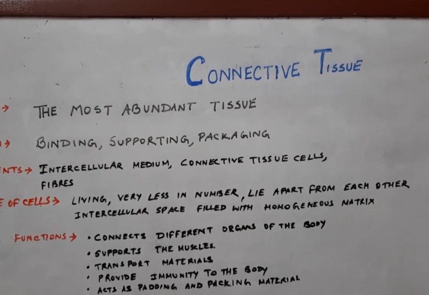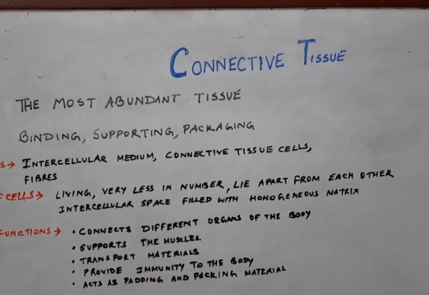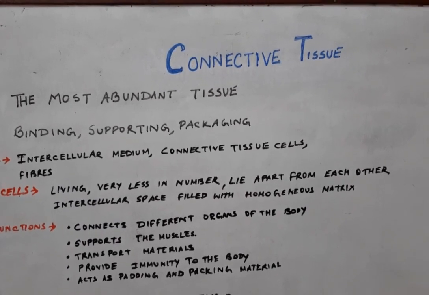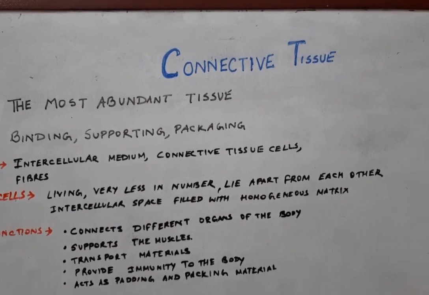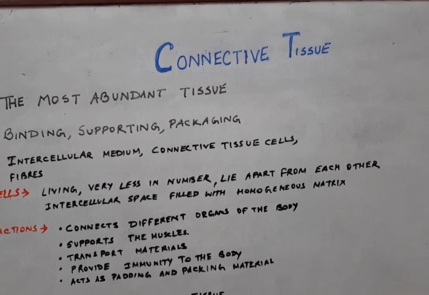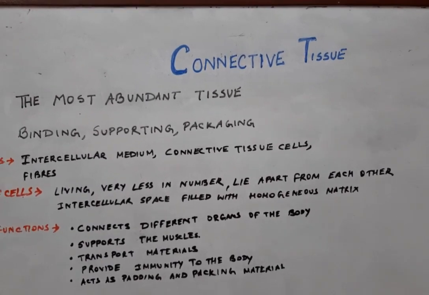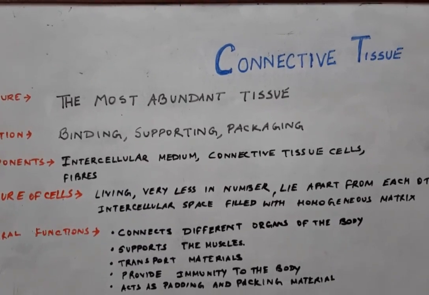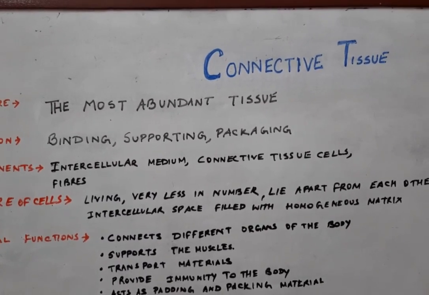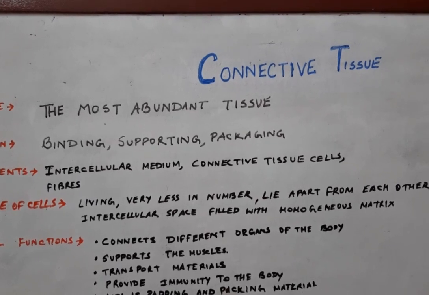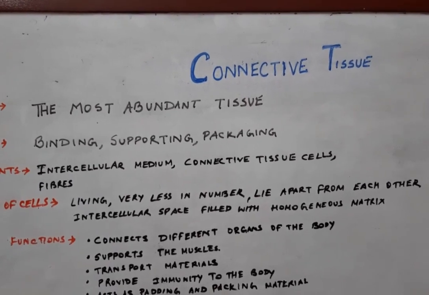So students, here I am with a new topic for you, class 9, from the chapter Tissue. This is the second video from the chapter Tissue. I will discuss here connective tissue. Now, connective tissue is the most abundant and widely distributed tissue in the body of higher animals.